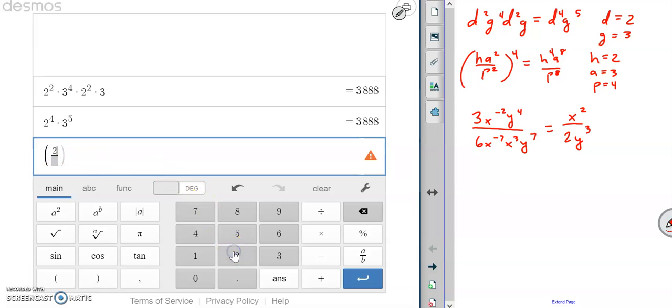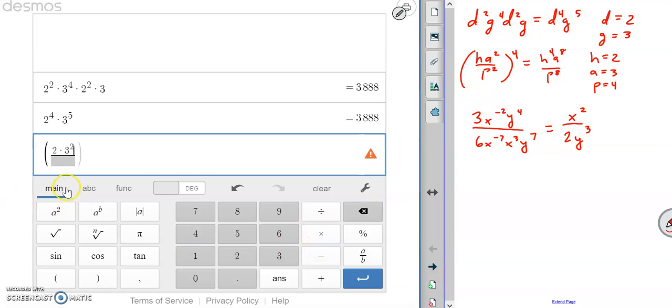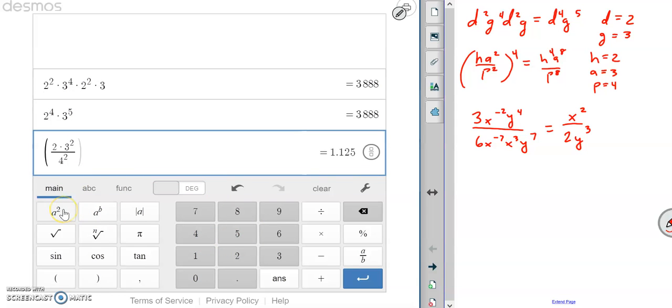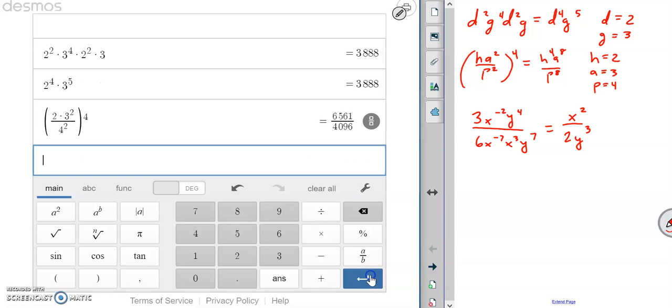H is 2 times, and then we have a squared, so a is 3. We want that squared. Arrow down to your denominator. Then we have p, we said p is 4 squared. Then you're going to arrow out, and this is all raised to the 4th power. So we're going to do the a to the b, so it's an exponent to the 4th. And it gives us this. If I click this, it converts it to a fraction. Okay, nice and easy. That was the original.